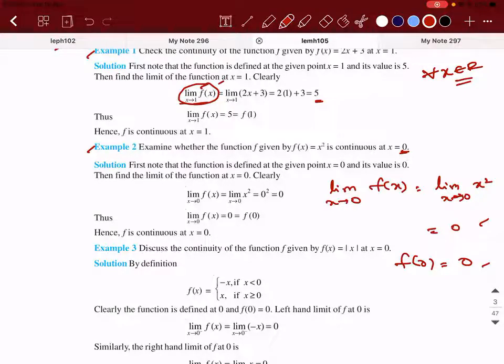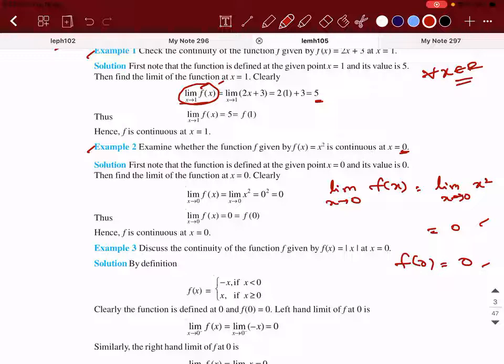So the first 2 or 3 problems will be simple like this only. But once you go further, you need to have clarity. Okay. Third one, discuss the continuity. So here, if you see, discuss the continuity of the function f of x is equal to mod x at x is equal to 0.